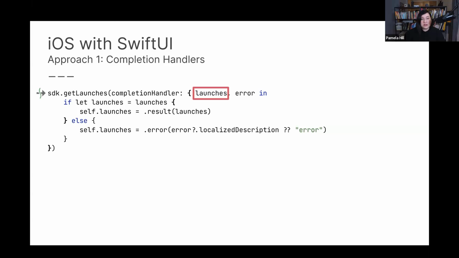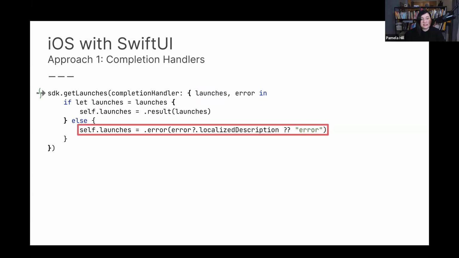This will be displayed on the UI, and the UI can be one of three states: loading, result, or error. It might still be loading some data, it might have a result state with all the rocket launches, or it might be in an error state with some kind of nice description. So if we get some data from our SDK.getLaunches call, we set our launches published variable to a result enum with the launches data inside of it. But if there's an error, then we set that published variable to an error.